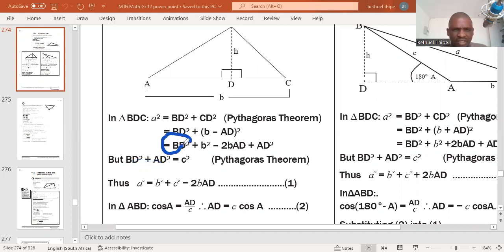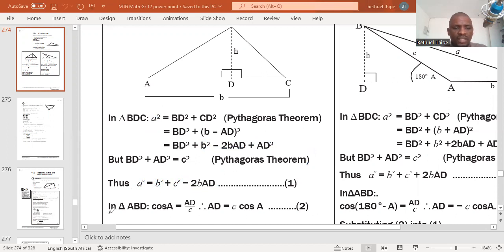Now look at this here, BD squared and AD squared. These two things combined give you C squared. It is on this statement here where we substitute BD squared plus AD squared by C squared, meaning where we see BD squared and AD squared, we replace them by C squared. Remember, we have to write this next to this one here before you substitute. So that's why we have C squared, and then we still have our B squared and our A squared here. And then this term here, we still have it, which is minus 2BD. And let's label this equation number 1.